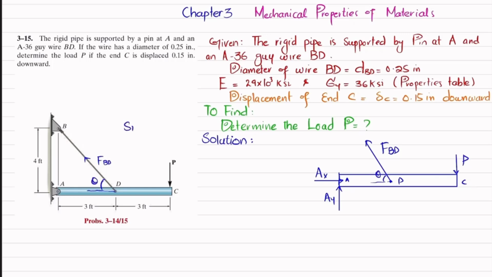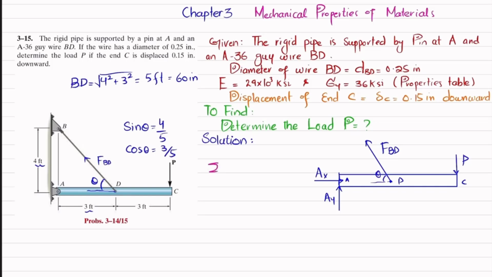Clear? So we know that sine theta will be equal to 4 over 5, perpendicular over hypotenuse, because BD is the hypotenuse, and by using the Pythagoras theorem you can calculate this, and it will be equal to 5 feet, which in turn is equal to 60 inch. Clear? And we know that cos theta will be equal to 3 over 5. Now what we will do is find this force FBD by using the equations of equilibrium.